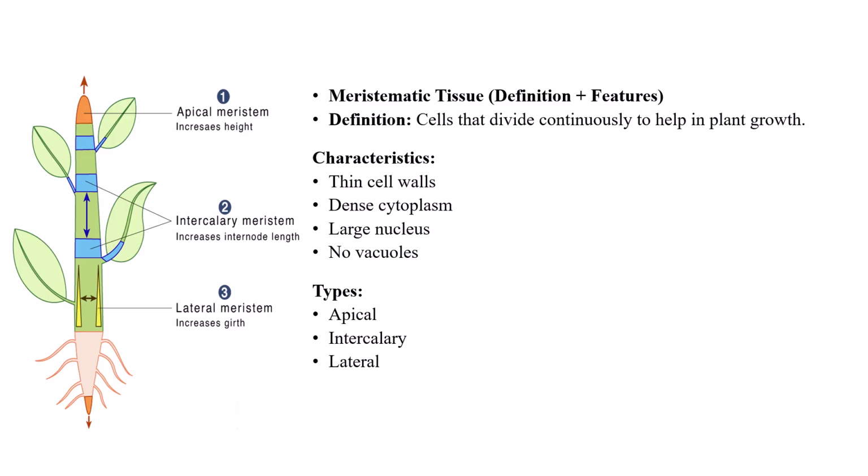Their types are apical meristem, intercalary and lateral meristem. Just you may see here the photo. In further upcoming slides we are going to discuss about it. Intercalary meristem increases internode length. Apical meristem is present at the root and at the shoot. Root means bottom, we know what roots are, right? And the shoot is the tip of the plant. And lateral meristem increases the girth. Girth is simply the diameter or the width of the plant.